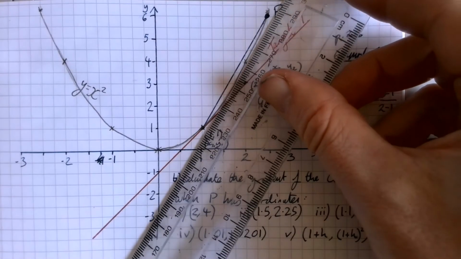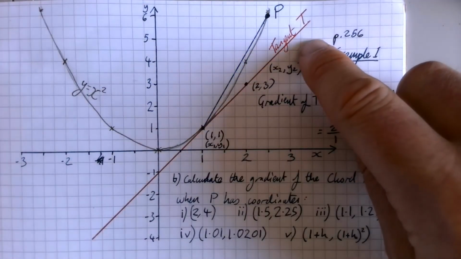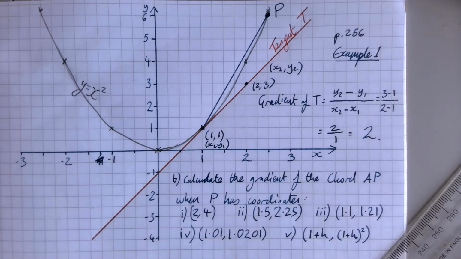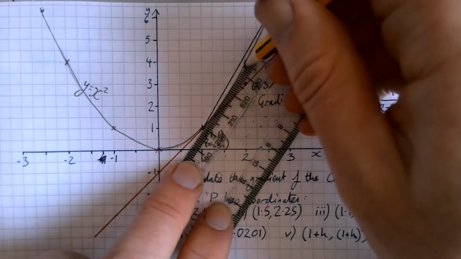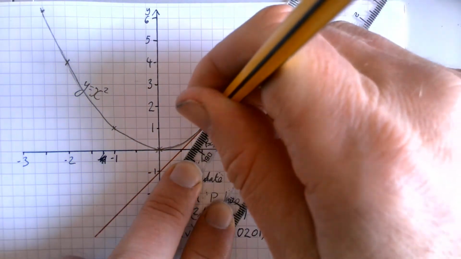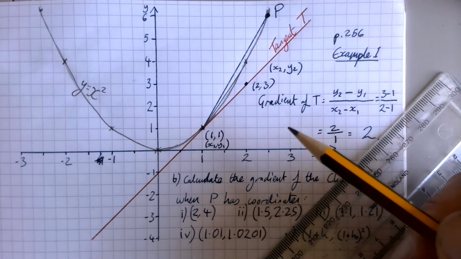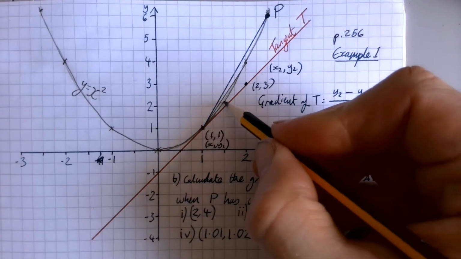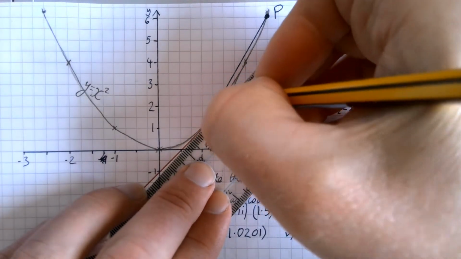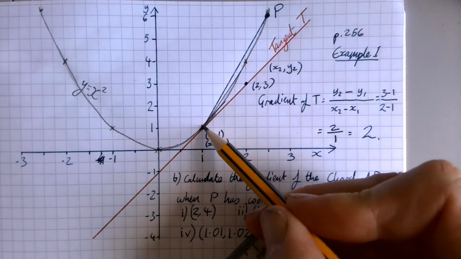And the first chord that's been drawn on here, you can see is significantly steeper than the gradient of the tangent that we want. But if I was to draw in 2, 4, the first one that they're asking us to calculate, that would give me a slightly less steep line, but still steeper than tangent T. If I went to 1.5, 2.25, that's about there, I'm again getting closer to the gradient that I want.